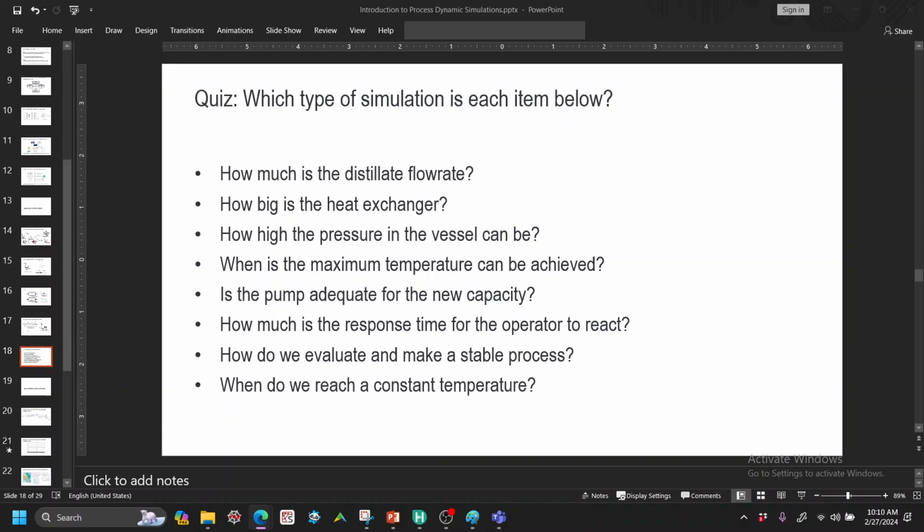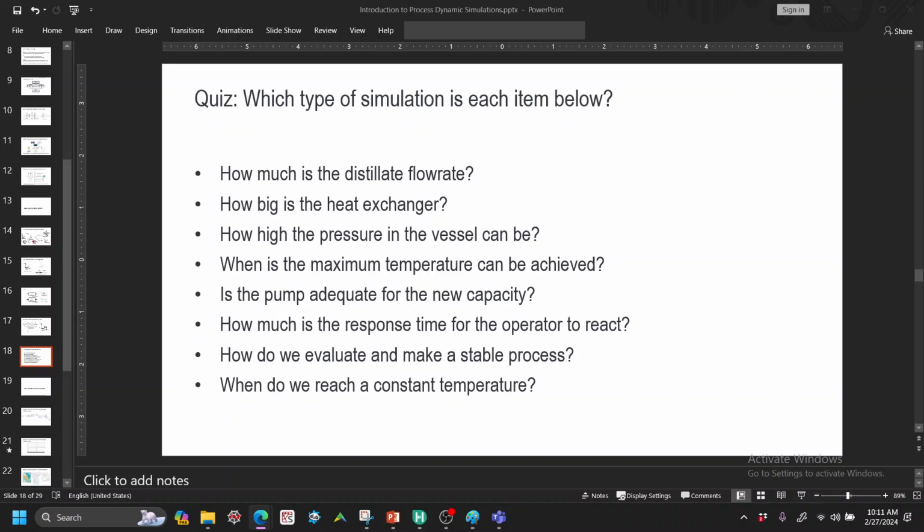Jacqueline Chong. If you need to know how high the pressure in the vessel can go up, do you need to do steady state or dynamic modeling, Jacqueline? Dynamic, yeah, you can use dynamic or you could also use the steady state, depending on how you know that.